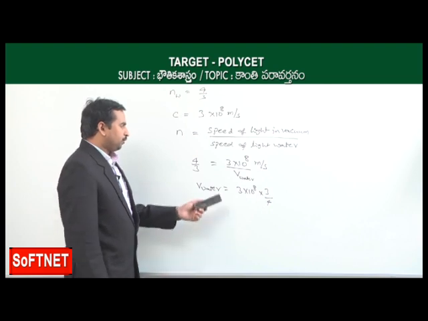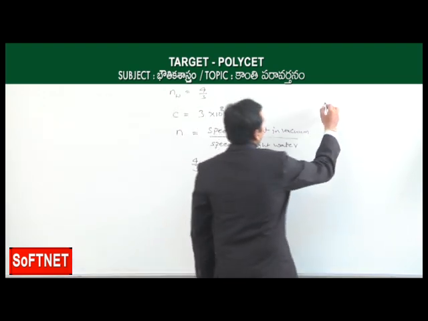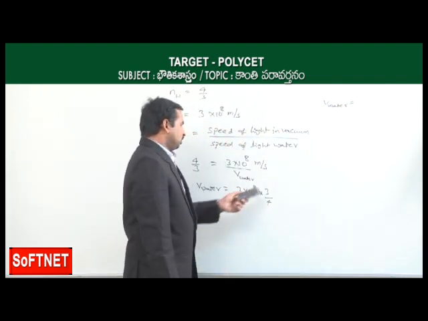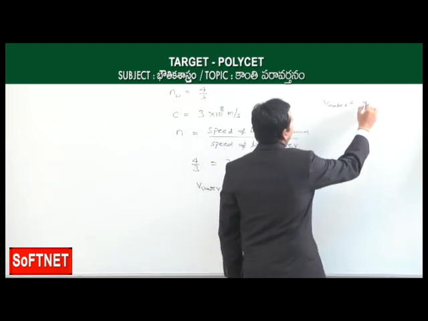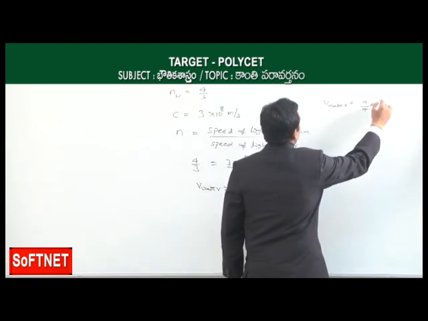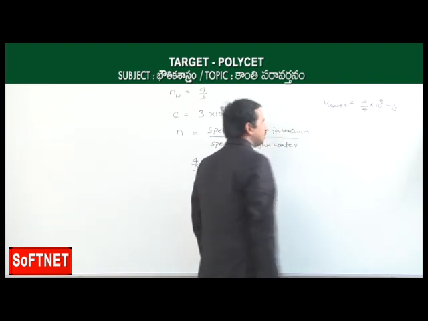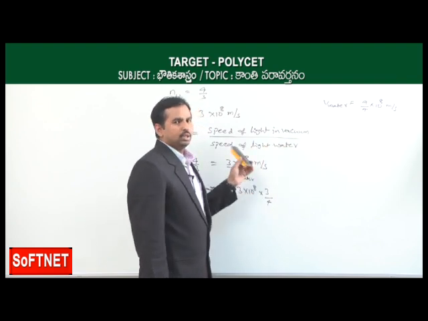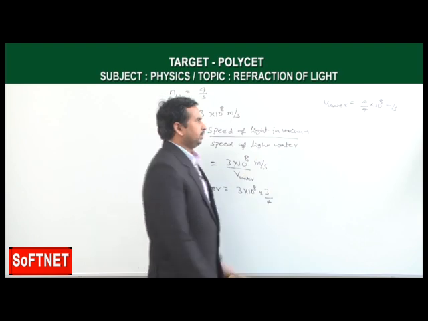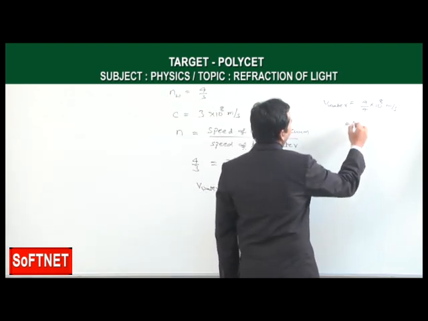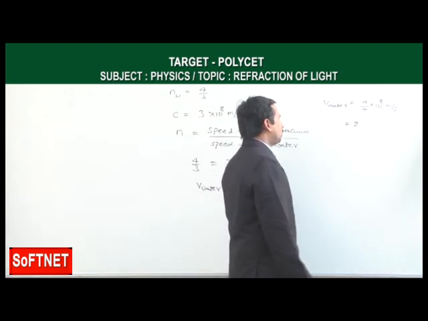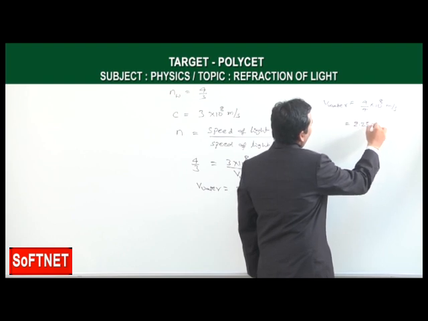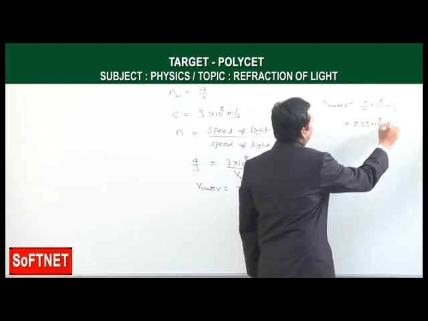Now if you calculate that, the speed of light in water is equal to 9 by 4 into 10 power 8 meter per second. That is the speed of light in water when it is going from air to water. If you calculate the value, that is 2.25 into 10 power 8 meter per second.